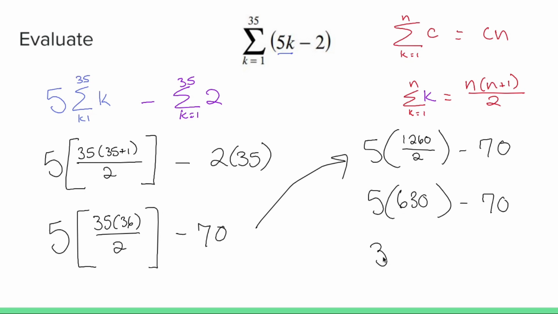That is going to be 3,150. Minus 70 is going to be 3,080. And that's how you do it. Sigma notation.